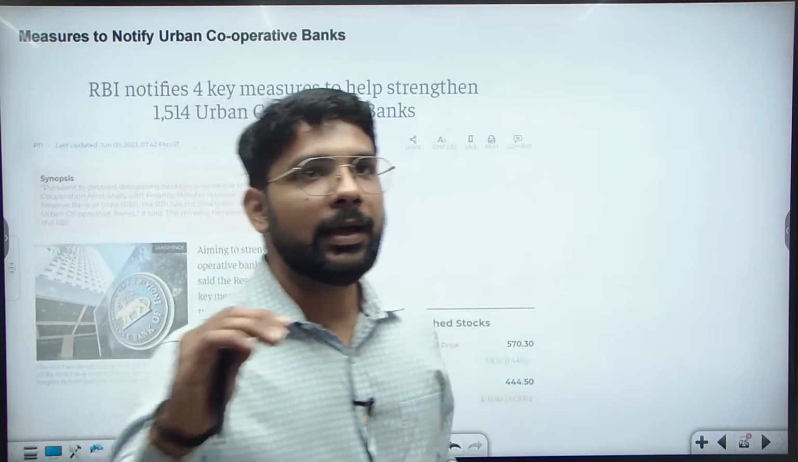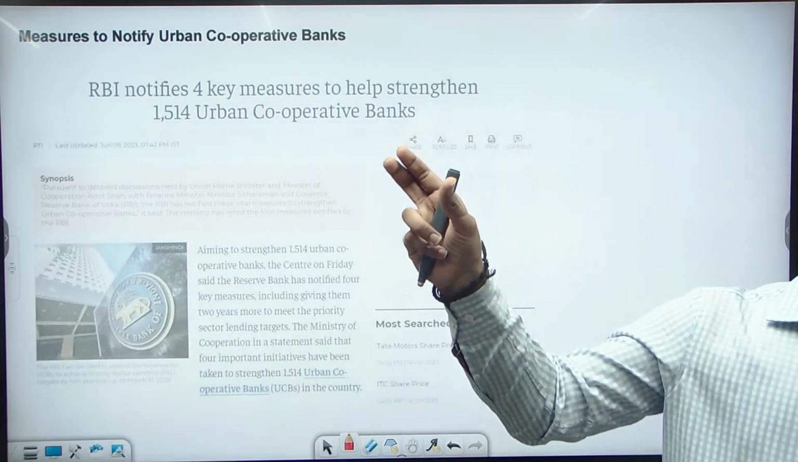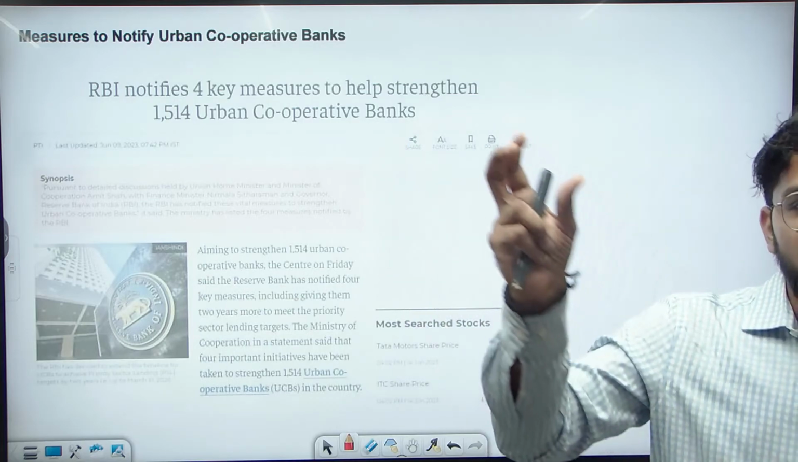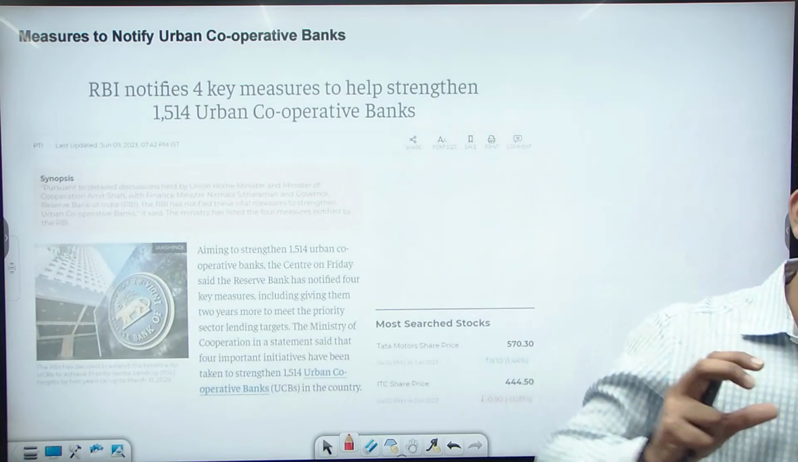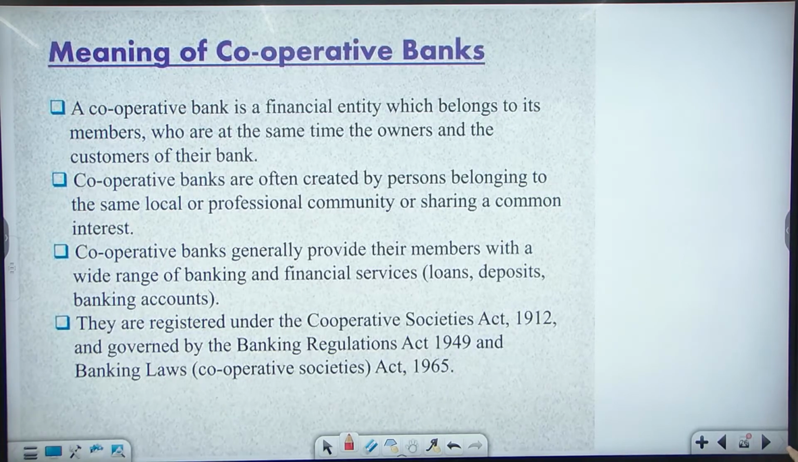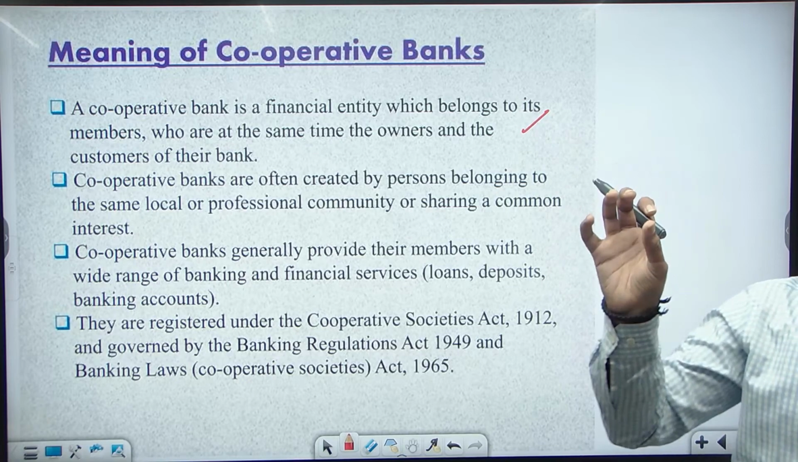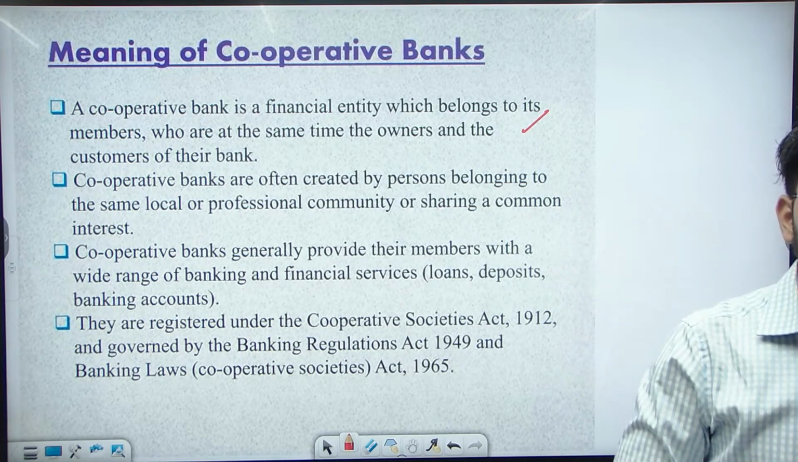So in India, the cooperative banks can be of 2 types, some based on the rural basis and on the urban basis, urban cooperative banks and the rural cooperative banks. Then these can further divide. So we will see that division also. So a cooperative bank is a financial entity that belongs to the members who are its owners itself. जो members होंगे वही उसके owners होंगे.